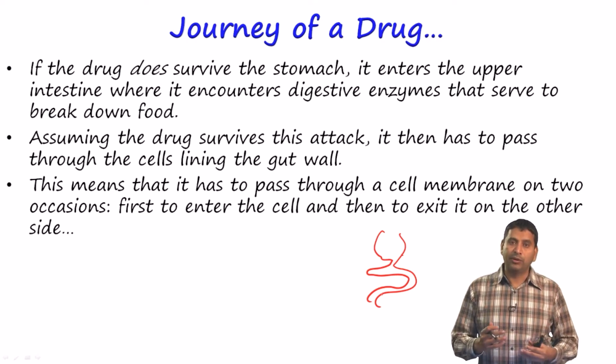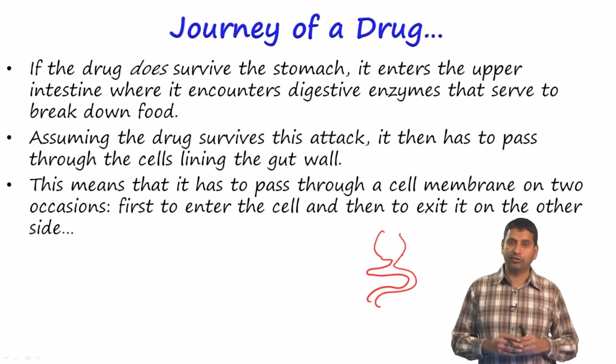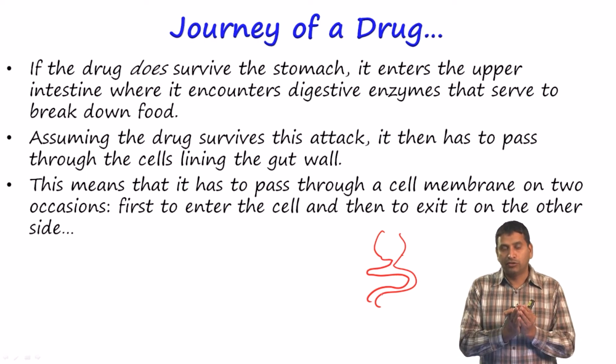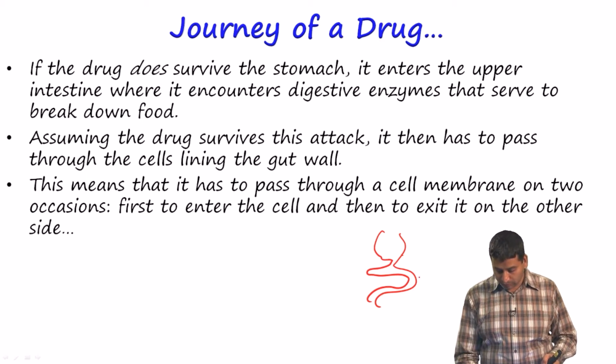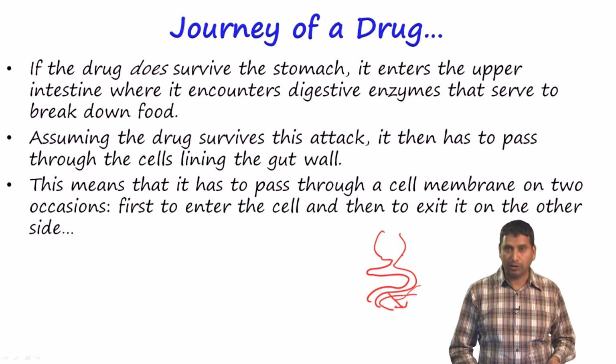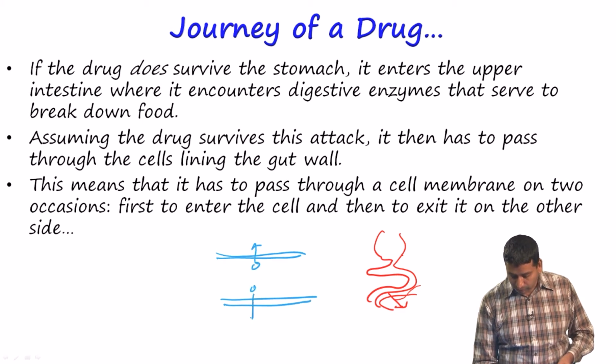Here it will encounter a completely different set of enzymes compared to what the gastric juices have. Assuming that the drug survives this attack, it then passes through the cells lining the gut wall. So, on the gut there is a lining through which it has to pass. Here is the gut. In the gut there is a lining through which the drug molecule has to pass out.